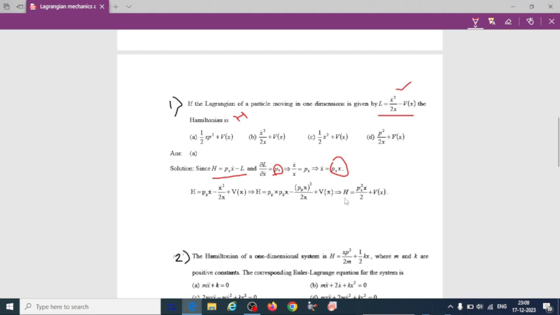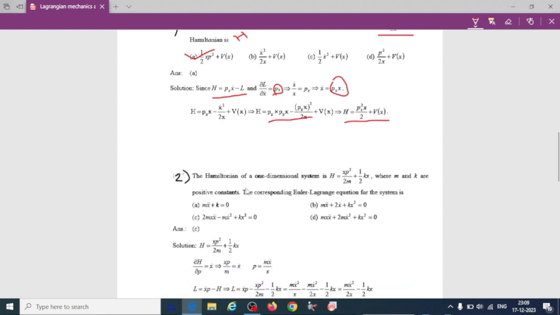So Hamiltonian H is equal to px square x divided by 2, if you combine these two terms, plus V of x. This is the final answer, the Hamiltonian. So we have converted the Lagrangian into the Hamiltonian. The correct option is option A.